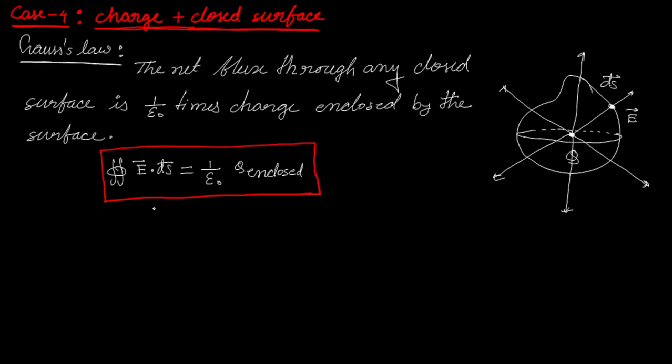Okay. So electric flux through any closed surface will always be 1 by epsilon naught times the charge enclosed by the closed surface. And I think we can easily prove this by doing a few steps of mathematics. So let's write here: proof.